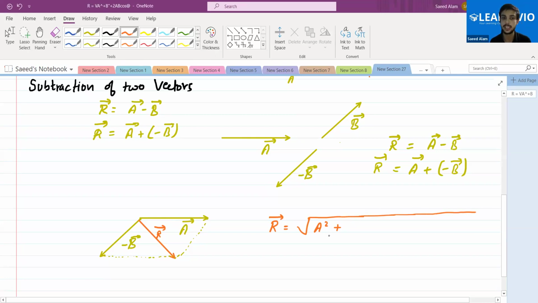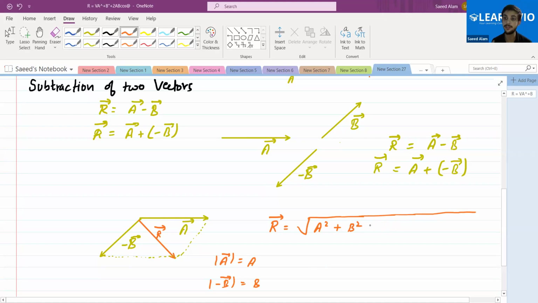A and B are the magnitudes. So what is the magnitude of A? That is A. What is the magnitude of minus B? It is nothing but B. So what should I write here? I should write the B square only. Is this clear to you? Can you understand this?